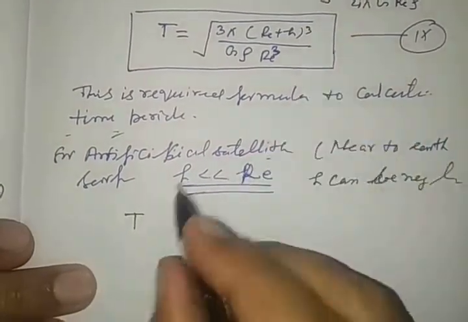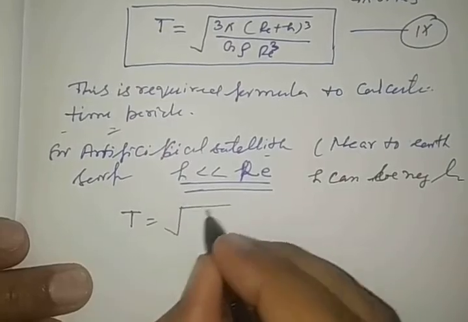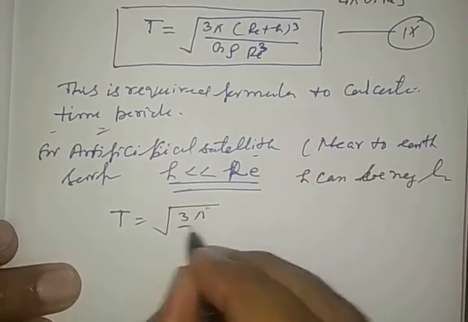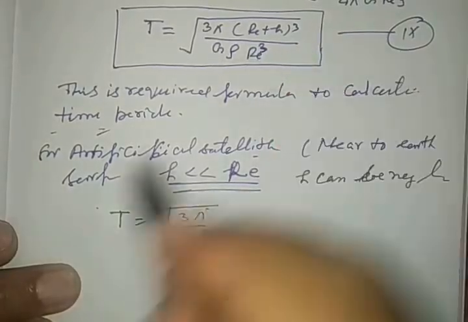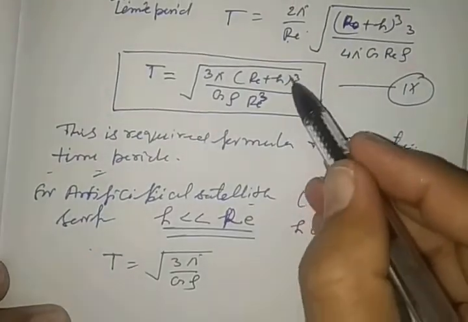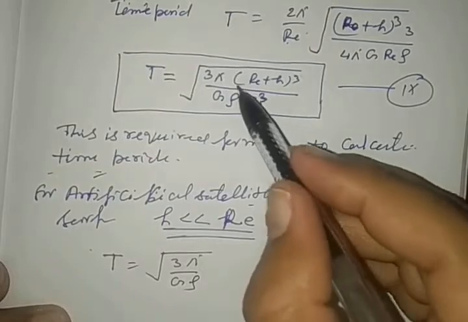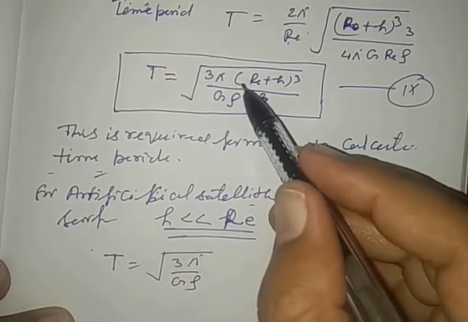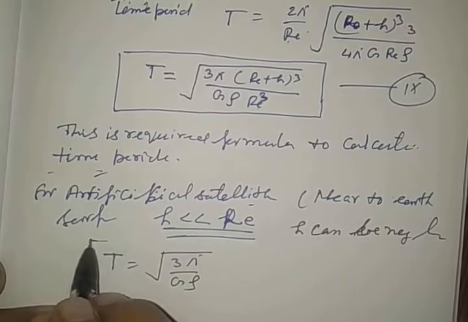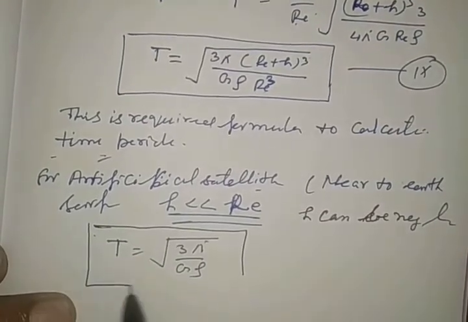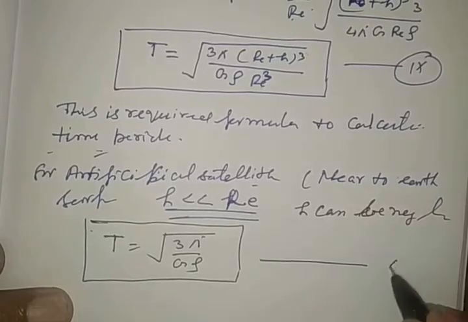See, under root 3 pi by capital G rho. In the formula, h is neglected and Re cube cancelled. The only remaining term is 3 pi by the universal gravitation constant and rho. It is given by equation number 10.